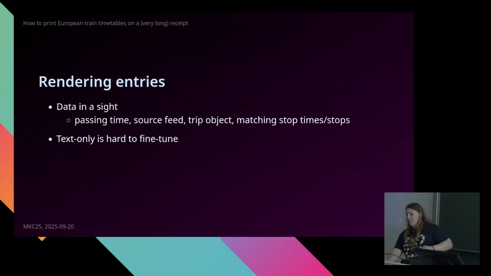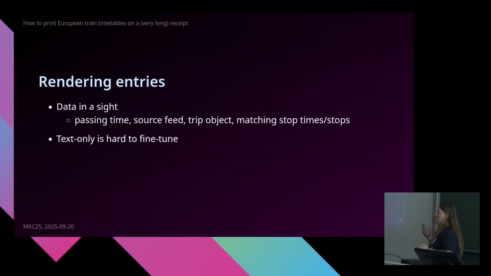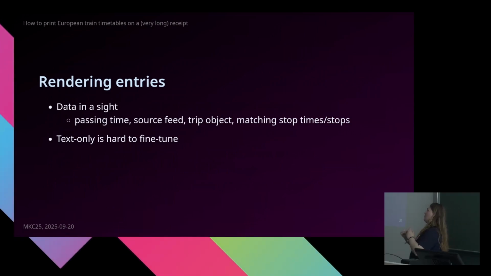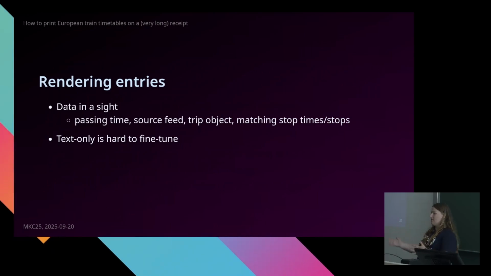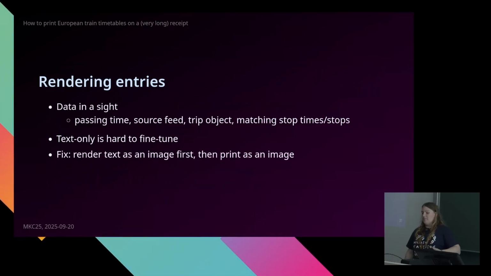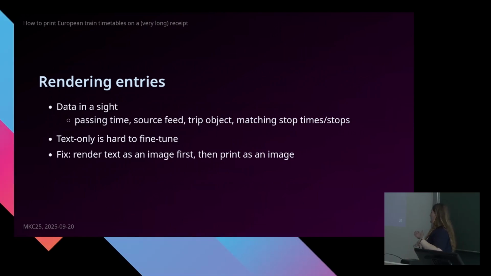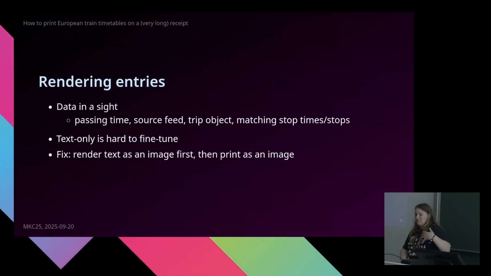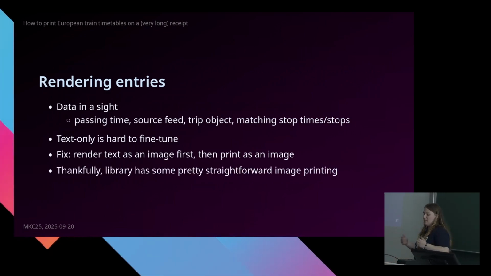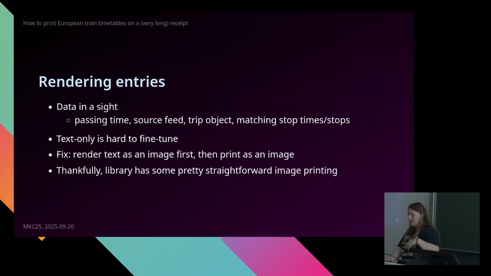How are we going to render it? We're not going to render it as text only because that is hard to fine tune. It depends on the code page, and also the exact rendering of a code page depends on the printer model. So it's not going to be really consistent across models. So we can render it as an image first, and then print that text as an image. It's a kind of hacky workaround, but it works. And thankfully, the library I was using has some pretty straightforward image printing.